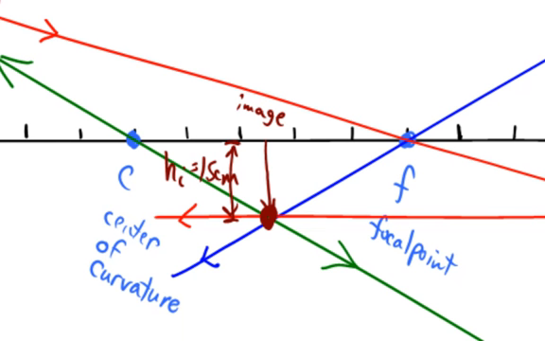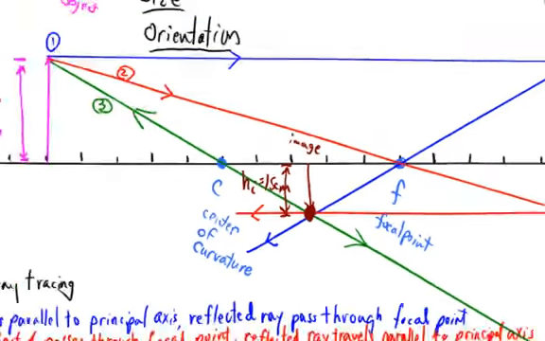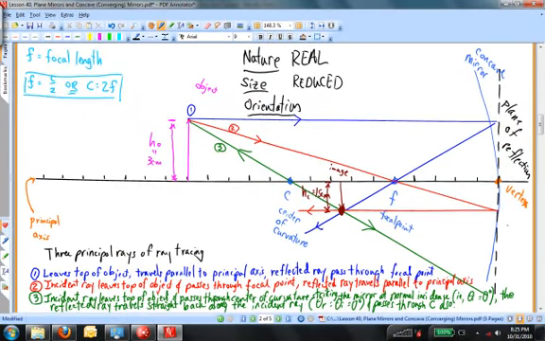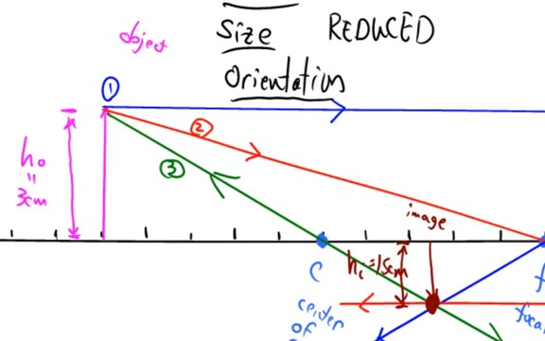Since HI is smaller than HO, then I say that the size of this image is reduced. The other option would be enlarged or magnified if the image height was taller than the object height. Finally, there's orientation. Which way does the object and the image point with respect to each other? If they have the same orientation, we say that the image is upright or erect. On the other hand, if they have opposite orientations, then we say that the image is inverted.